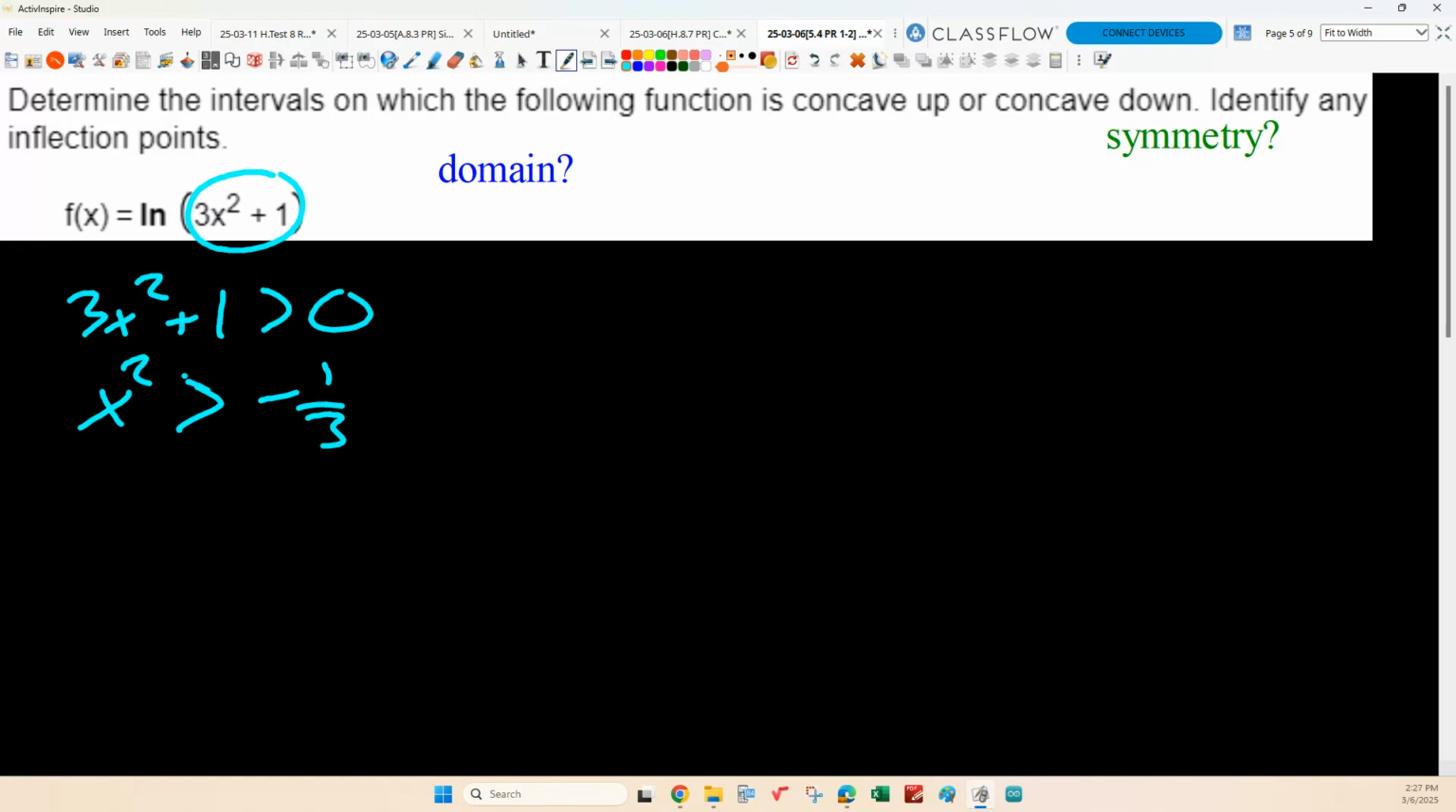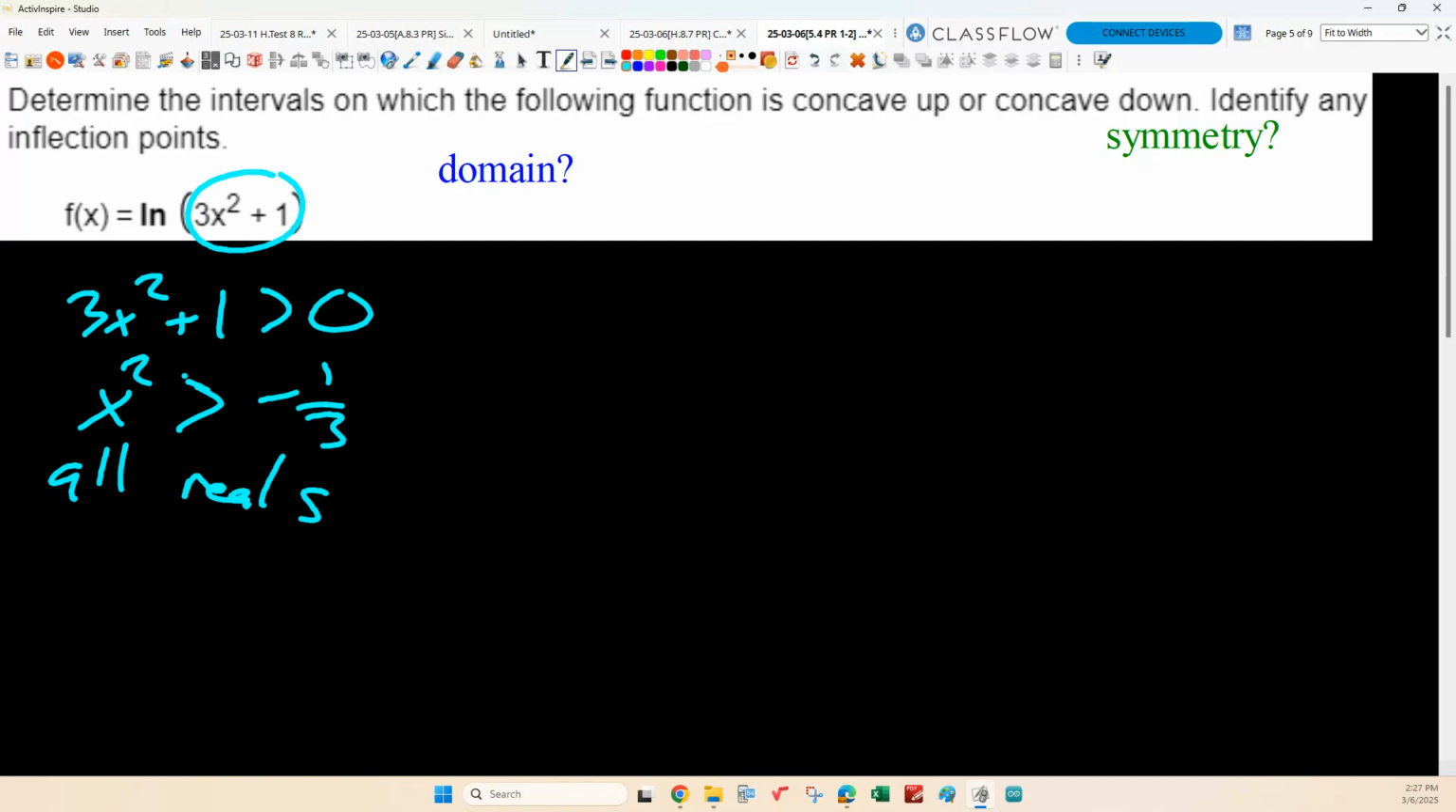For what real numbers is x squared greater than negative 1/3? All of them, right? Because the square of a real number is non-negative. It's either 0 or positive, right? So that's all reals. Does that make sense? Again, the way you get there is you have to look at this in pieces. Whatever is feeding the log function, whatever the argument of the log function, has to be positive, so you just set up that inequality and solve it.